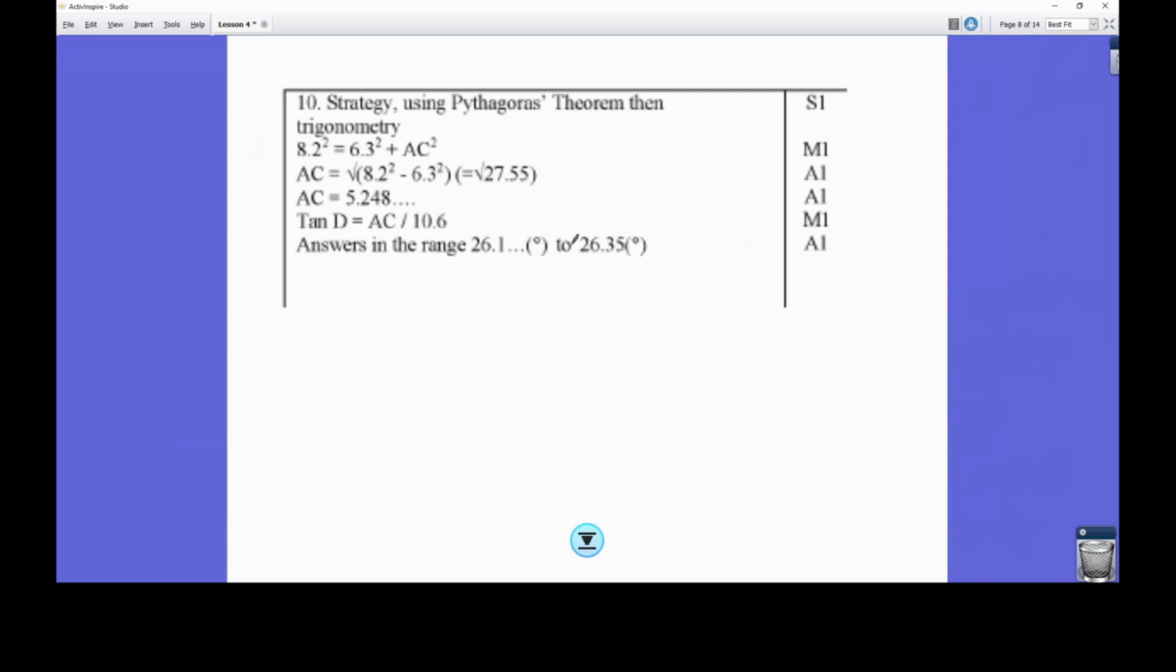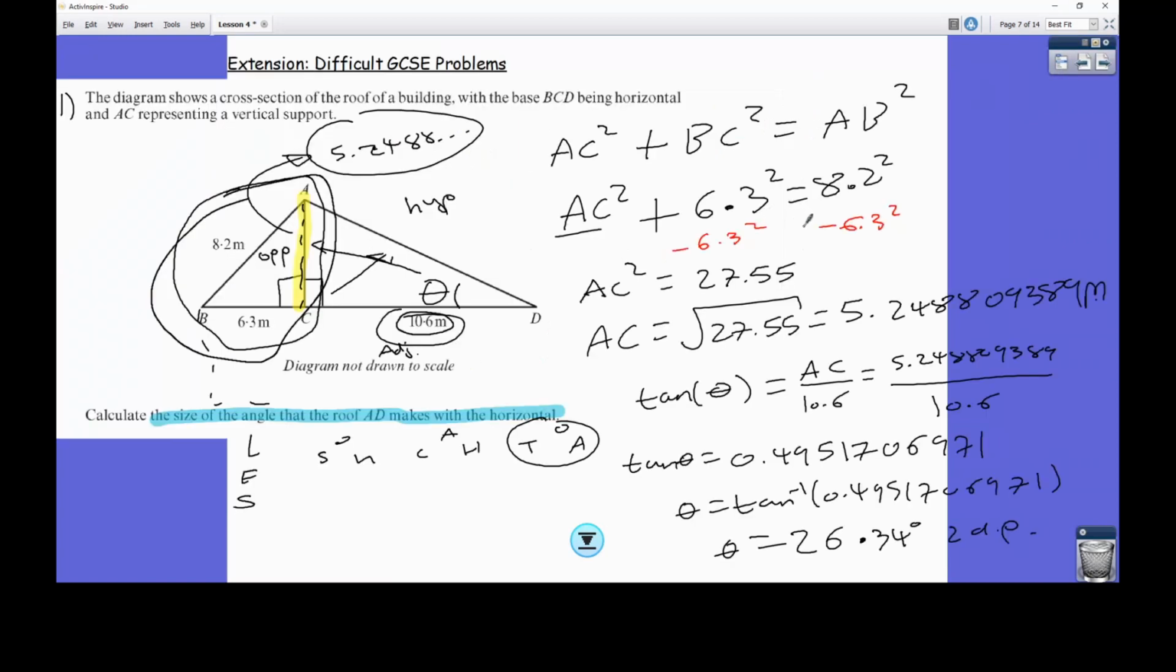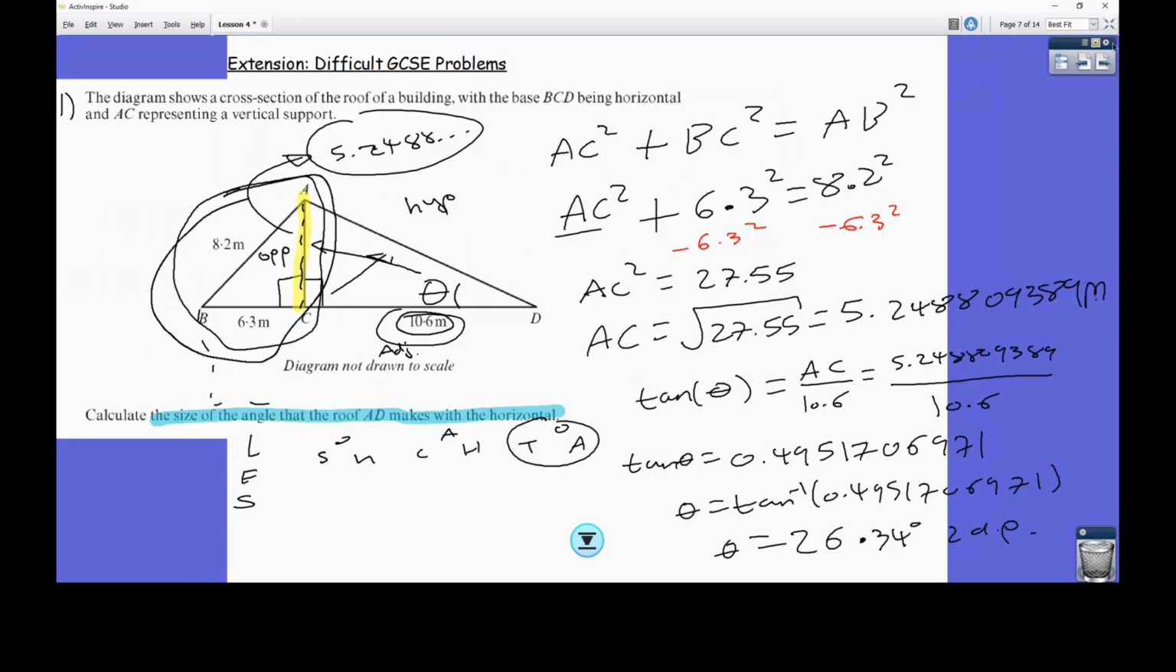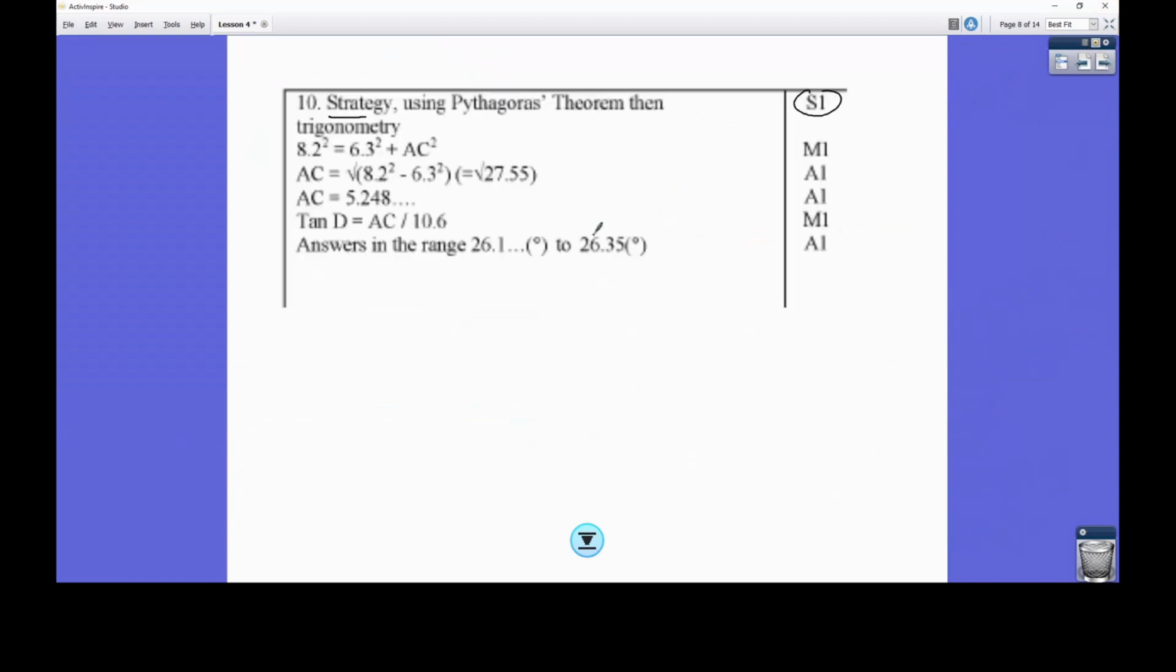But you can see the real source of the marks, an S1 mark, strategy mark. Then M1 is method marks. So you can see showing very similar workings to what we did. Root 27.55, we have that here. Tan D using the tangent ratio, AC over 10.6. So we actually wrote it down the same way. And then answer.